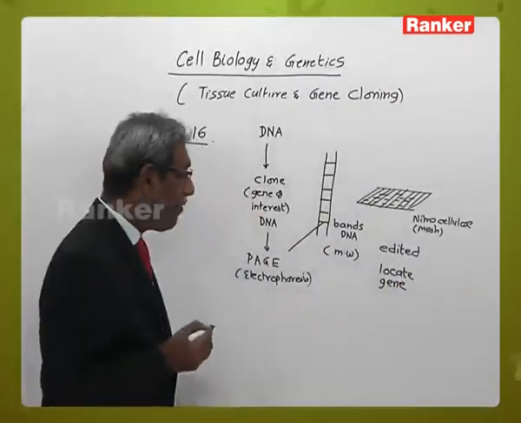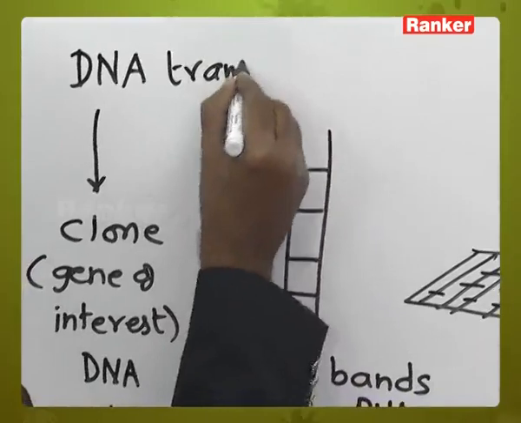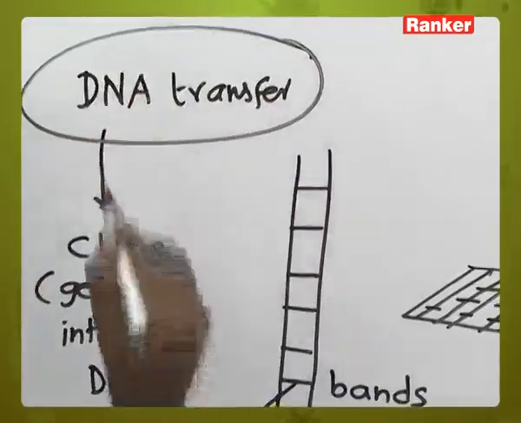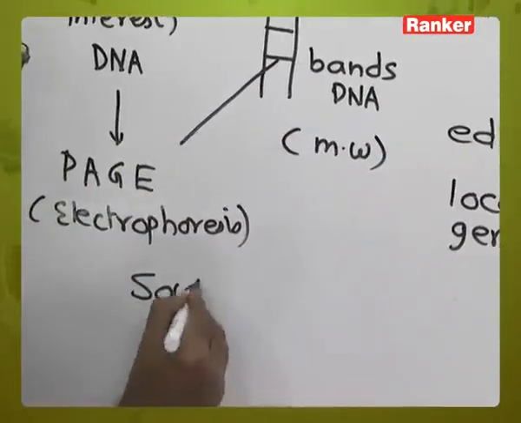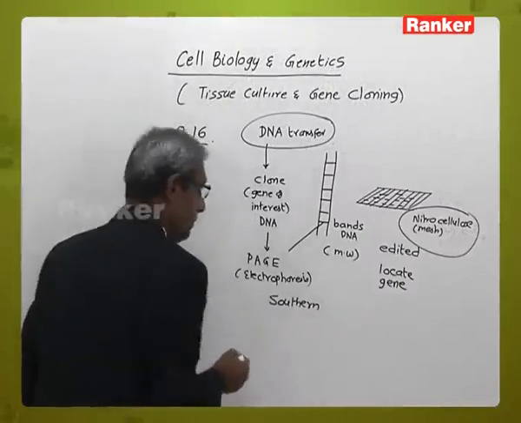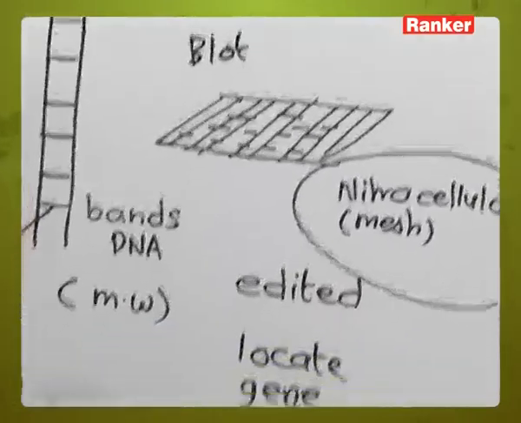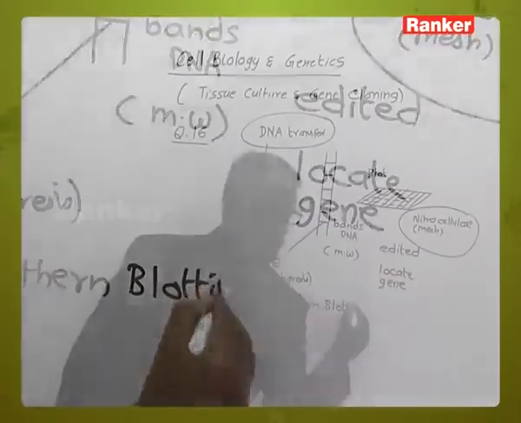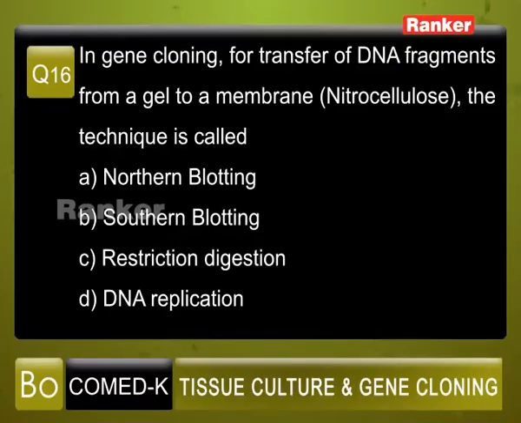Now, this technique of transfer of the DNA, how do you transfer the DNA? This DNA transfer technique onto nitrocellulose was studied by a scientist whose name is Southern, and because it involves blotting, it is termed the Southern blotting technique. So, the Southern blotting technique is a method of transfer of the DNA. Hence, among the choices of Northern blotting, Southern blotting, restriction digestion and DNA replication, the right answer is Southern blotting, that is, the answer is B.